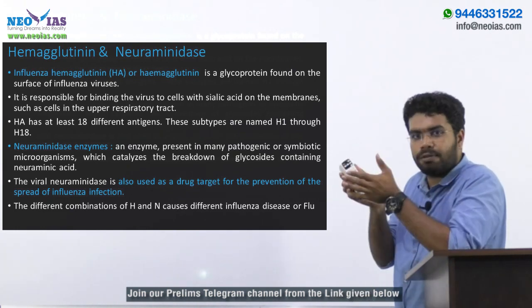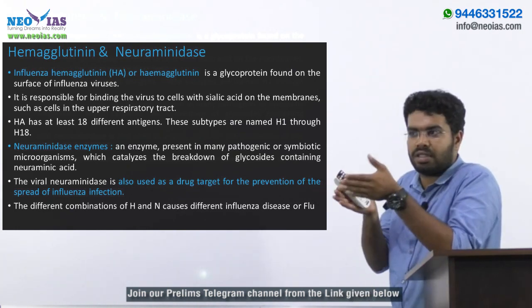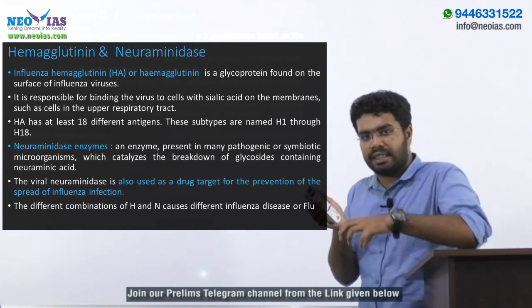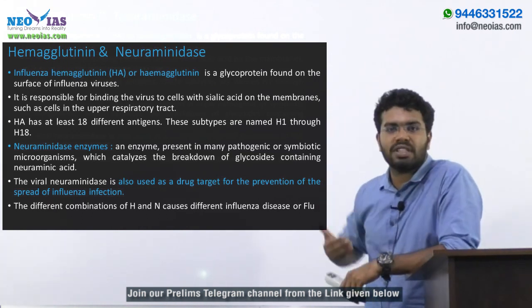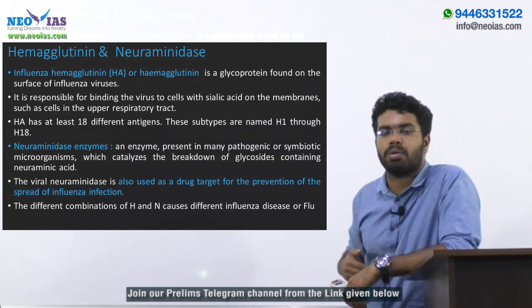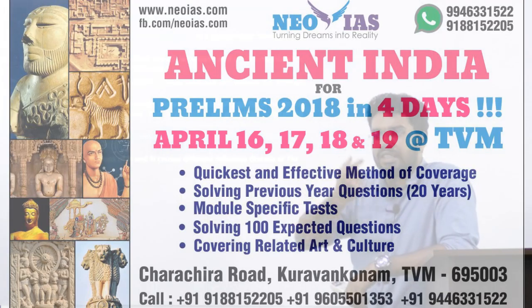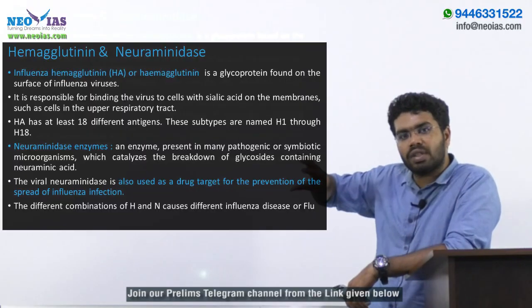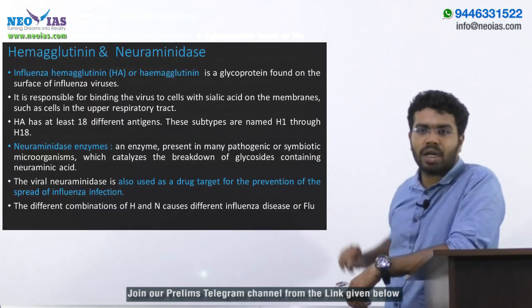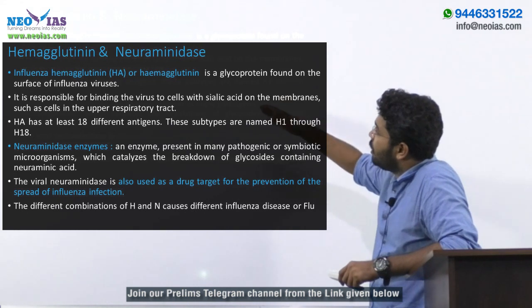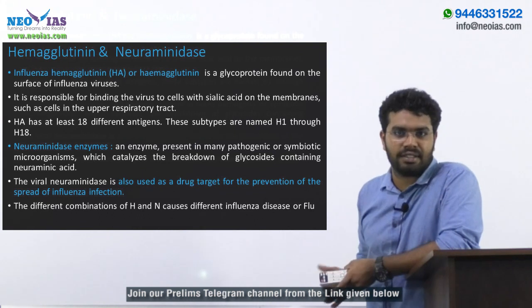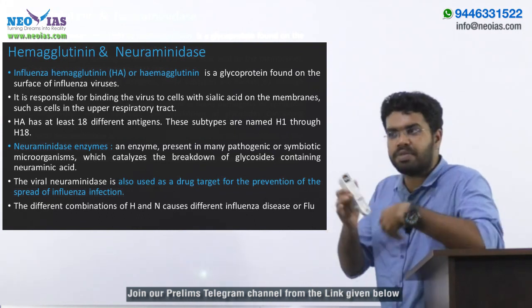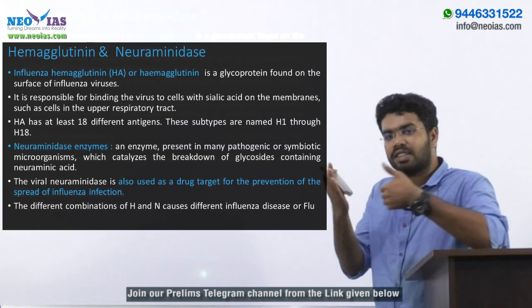Hemagglutinin is a kind of viral chemical which binds the virus, and then it attacks the host cells. Influenza mainly causes respiratory tract problems. So we have the respiratory lung walls and windpipe walls. The virus will stick onto this respiratory tract using this hemagglutinin. So that is the term hemagglutinin. HA is a glycoprotein found on the surface of influenza viruses. This particular chemical helps to bind with the host cell. That is how the virus binds with it.